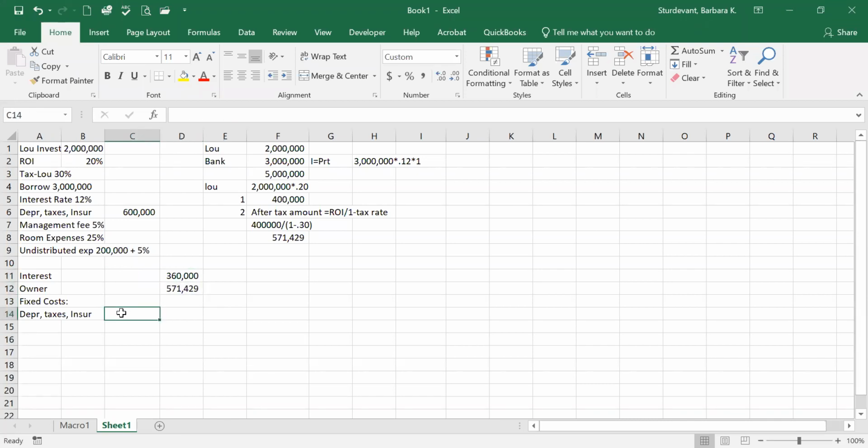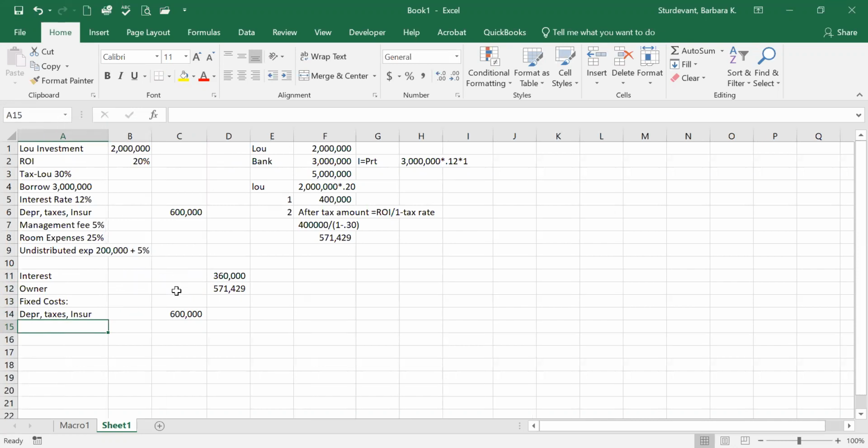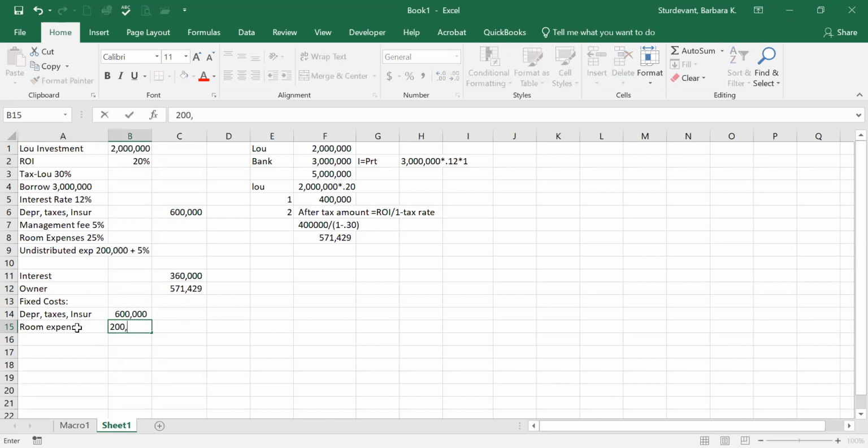All right, so we know that this is 600,000. The only other thing that I know as far as fixed costs go is those room expenses. I know that we have a fixed room expense of 200,000. Okay, I know I have that.